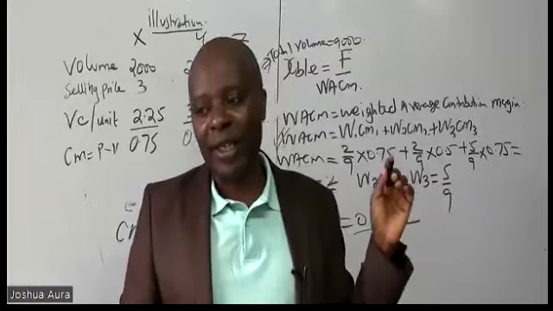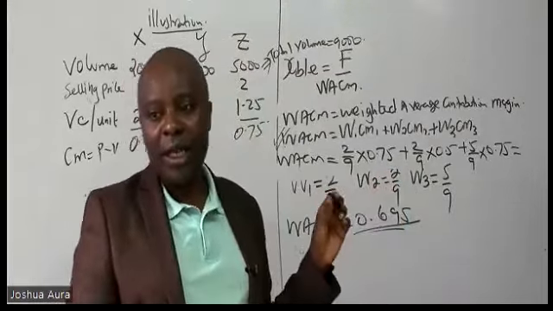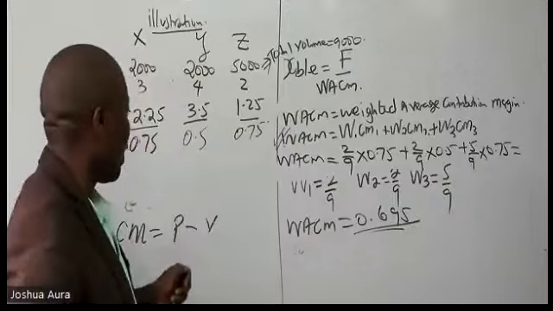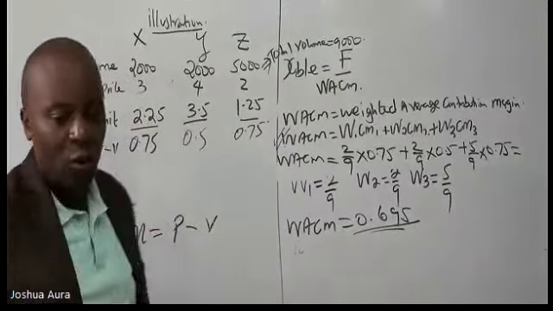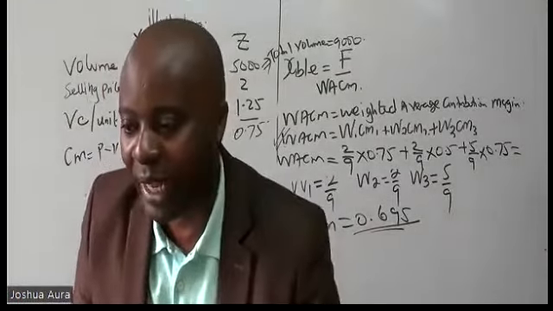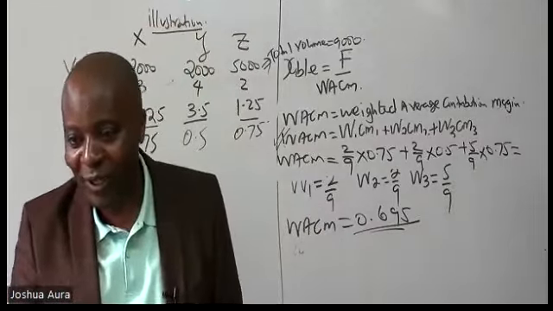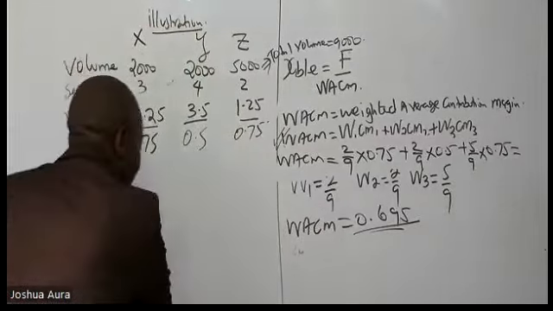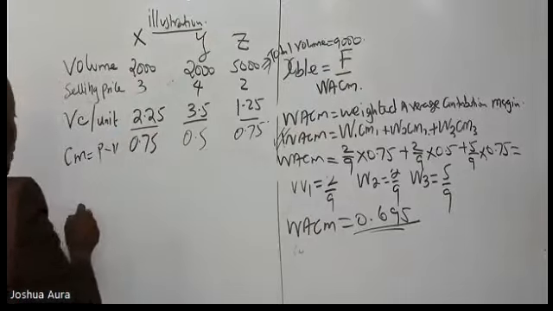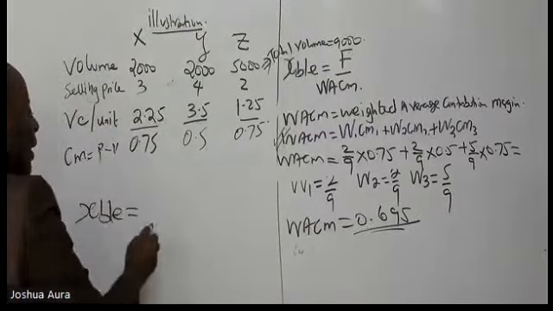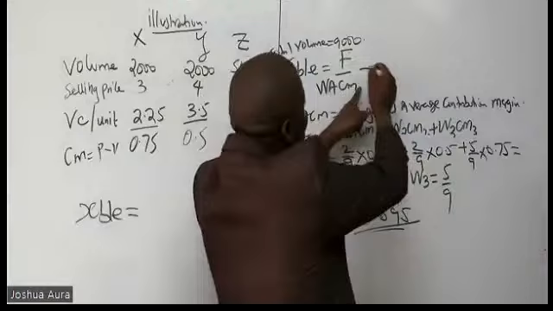So now all of us are getting 0.695. It's not lost on us what they really want us to get. What these guys want us to get, ladies and gentlemen, is this simple thing. They want us to give them X break even. And they've just said here that X break even is fixed cost over the contribution.